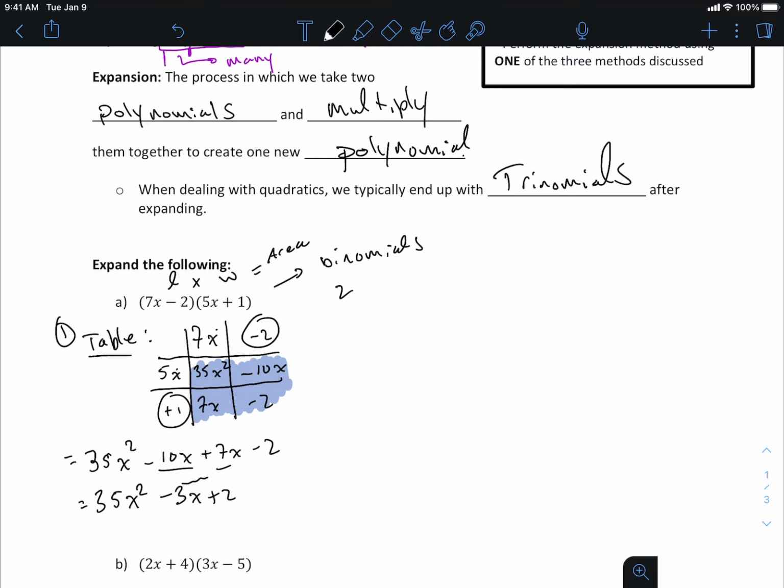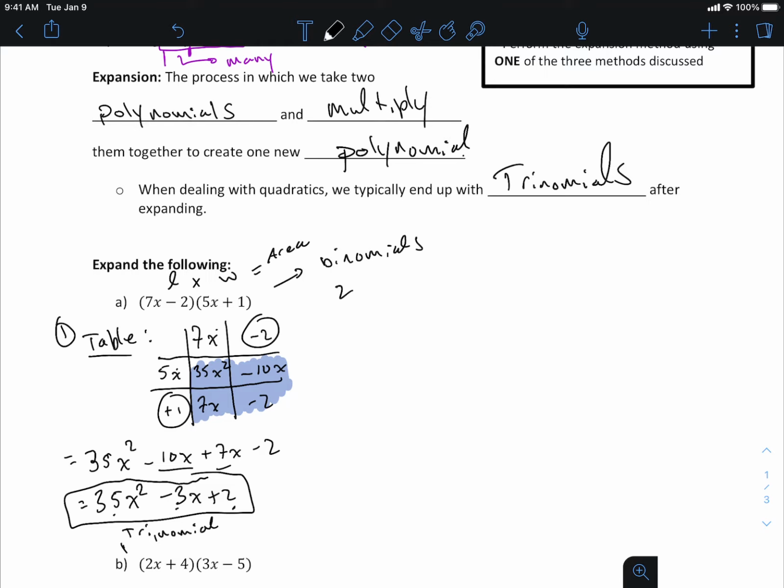Okay, that's it. This is the expansion. You see, this is a trinomial, right? It's a trinomial because there are 1, 2, 3 terms there, right? So we use the prefix trinomial. Okay, that's the table method.